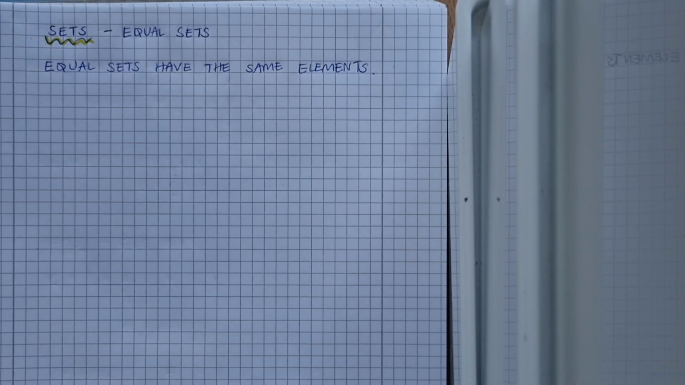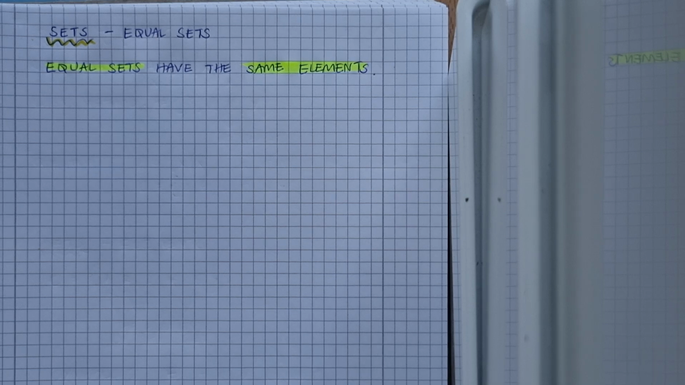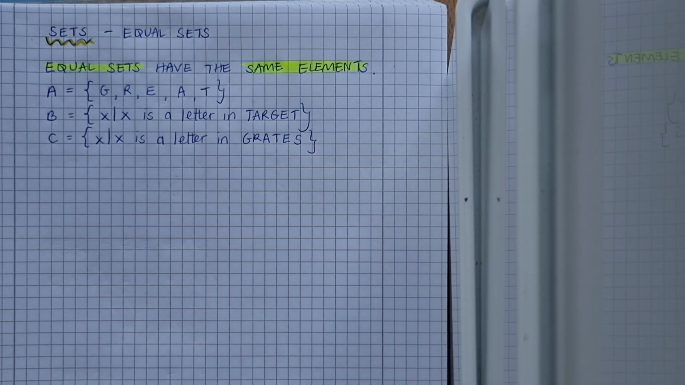This is a short video about equal sets. Equal sets have the exact same elements. Here I've got 3 sets. I'm not sure if they're equal or not. The easiest way to figure out is to list out their elements.